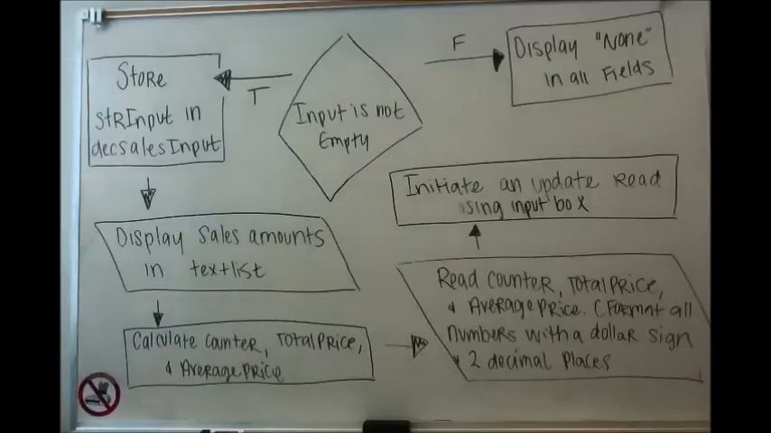And your next step is going to be basically where you would get the user input. So this is to read the counter, total price, and average price, and you want to make sure that you format all the numbers with a $ sign with 2 decimal places so it can look nice. And your next step is to initiate an update read using the input box, and this is just so that the loop won't go on forever, it'll stop somewhere.